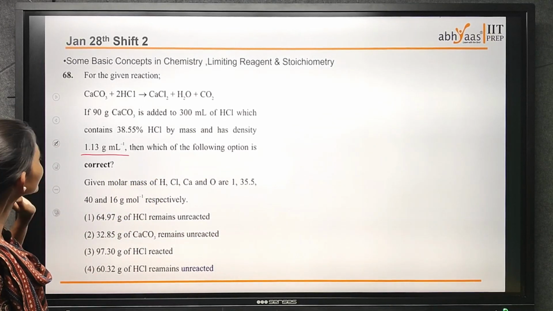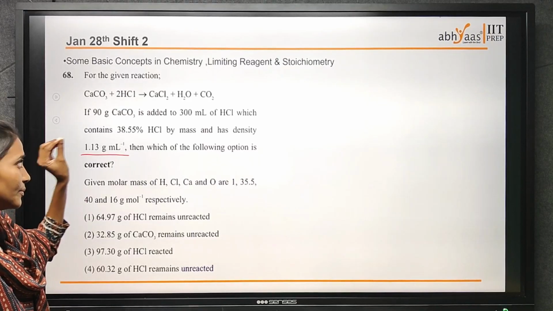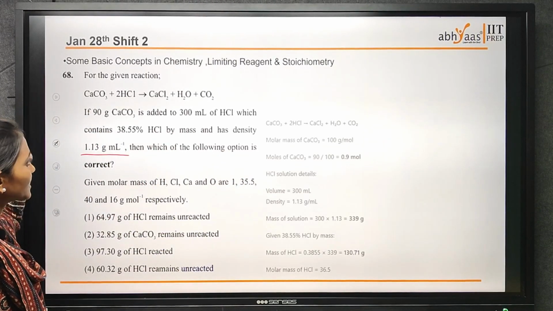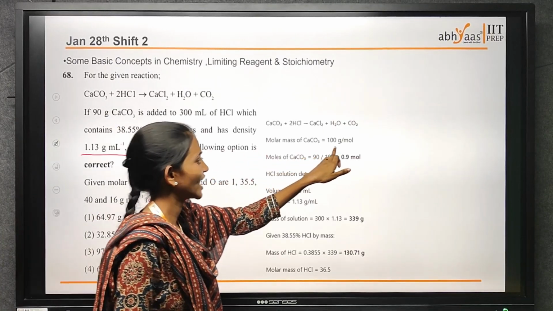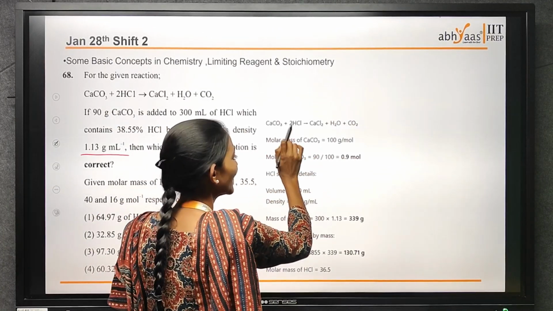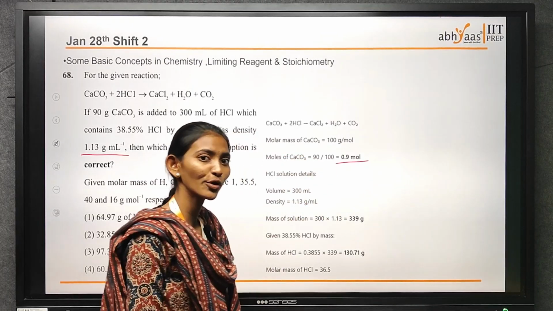This is a lengthy question. They are asking a limiting reagent and stoichiometry based question. So moving on, you have the reaction. Molar mass of calcium carbonate is given as 100. Moles of CaCO3 is 90 by 100, so you get 0.9 moles.